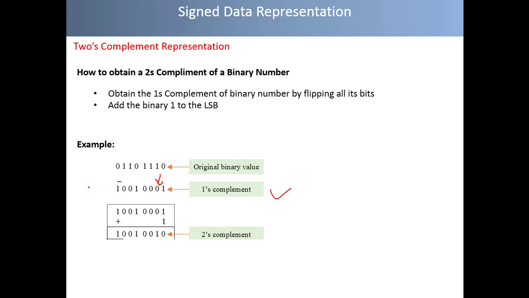1001 0001. Once we have the 1's complement available, the next task is to add a binary 1 to the least significant bit. We add 1 to the rightmost bit, and the result that we obtain is the 2's complement equivalent of the given binary number. So here we have 1001 0001. When we add 1 to the least significant bit, 1 plus 1 is 0, carry is 1, 1 plus 0 is 1, and so on. This is how we convert a given binary number into its 2's complement representation.